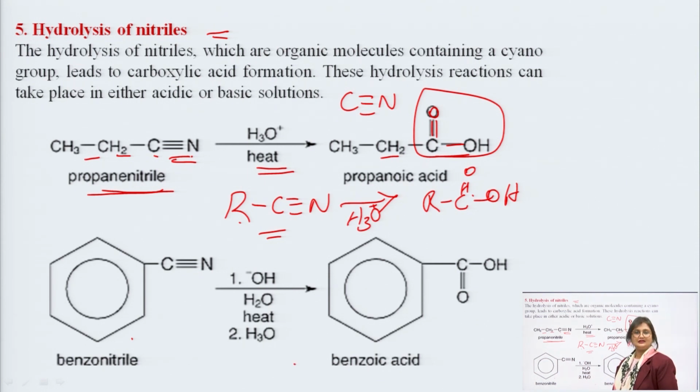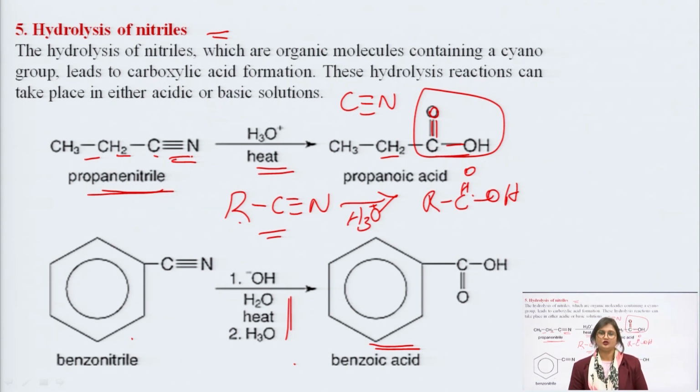So, here if we see, benzonitrile in the presence of heat undergoes hydrolysis in basic condition to form benzoic acid. So, the product formed here is benzoic acid. The R functional group remains the same. The nitrile group undergoes hydrolysis to form a carboxylic acid, or RC double bond OOH, RCOOH.